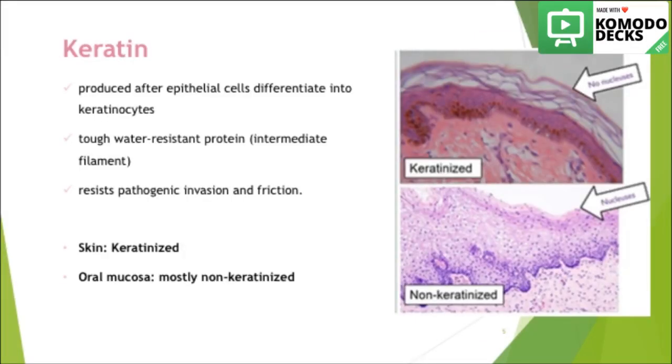The epithelial cells of the oral mucosa are called keratinocytes because they produce keratin. Keratin is a tough water-resistant protein which resists the pathogenic invasion and friction. Skin is normally keratinized epithelium, while the oral mucosa is mostly non-keratinized or actually partially keratinized.